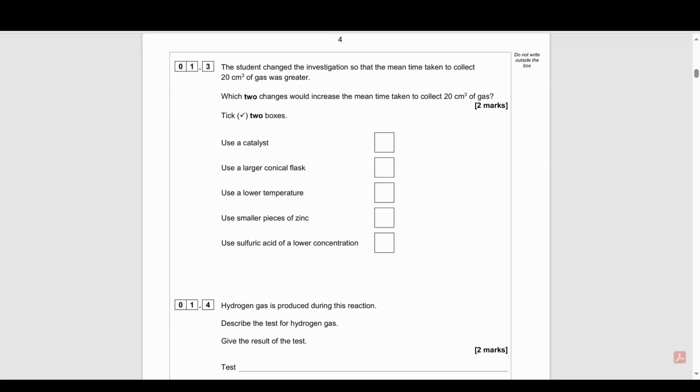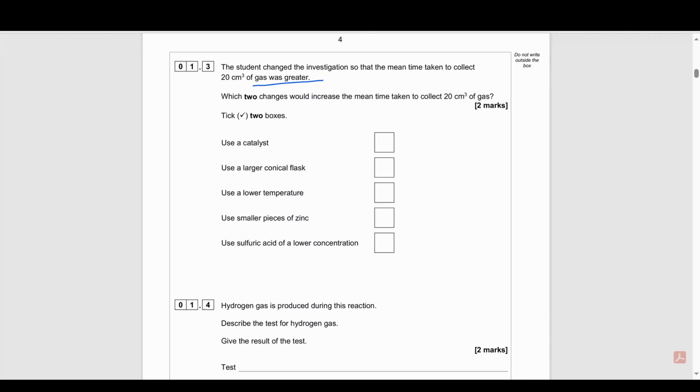1.3. The student changed the investigation so that the mean time taken to collect 20 centimeter cubed of gas was greater. Which 2 changes would increase the mean time taken to collect 20 centimeter cubed of gas? Tick 2 boxes. So we're changing something in the experiment to cause the time taken to collect this gas to be longer. So if it's longer, that means the reaction is slower. So we want to identify two things from this list that's going to cause the reaction to be slower.